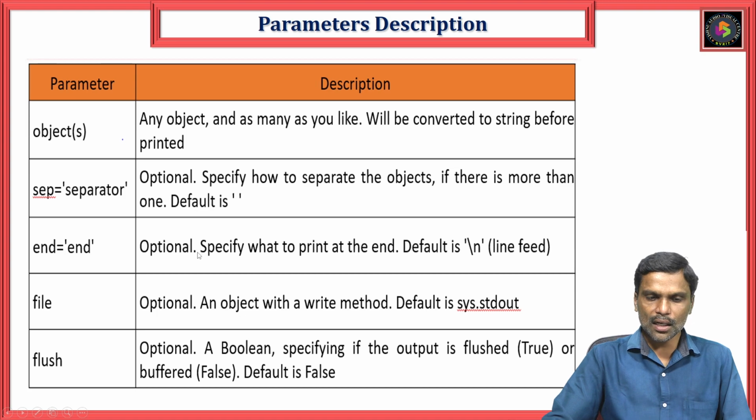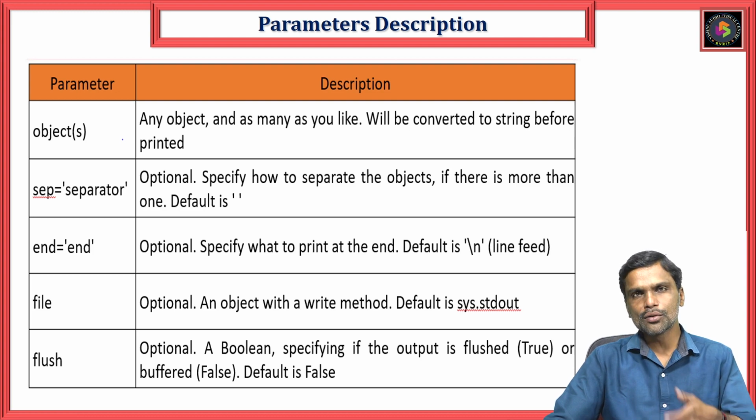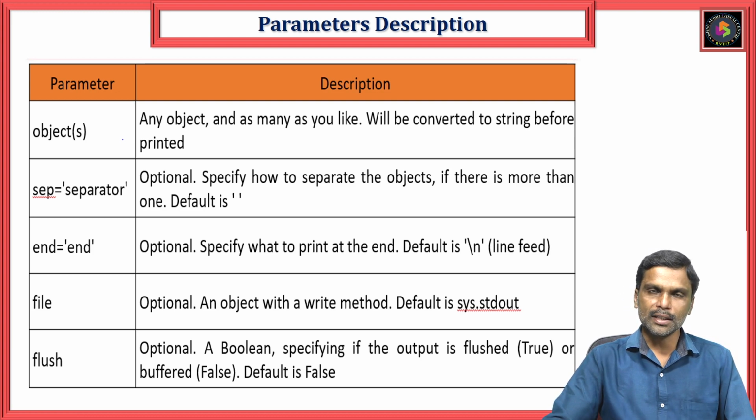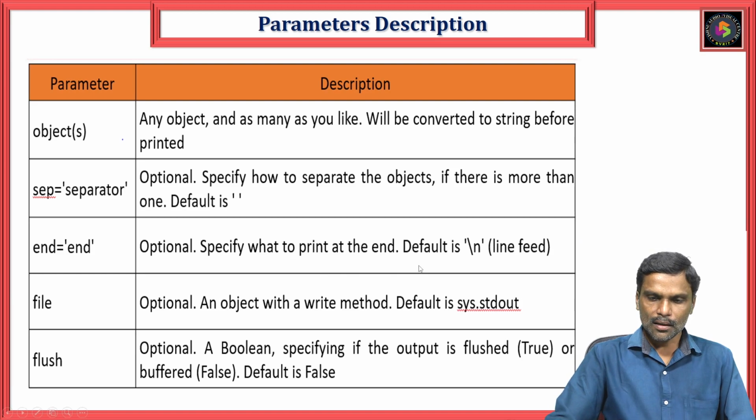End is also optional, and it specifies what to print at the end of a line. If you are giving hello BVRIT, then after BVRIT, if you want to give something, like an at-the-rate symbol, it will be printed at the end of the string. The default is a new line. Next one, file: an object with a write method, default is sys.stdout, the system standard output.